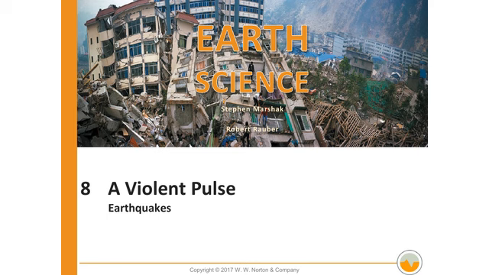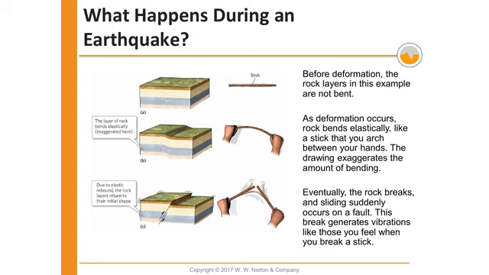As we can see, the damage can be extensive, affecting buildings and infrastructure, and posing significant risks to human life and the environment. Understanding the science behind these events is crucial for predicting and mitigating their effects. In this slide, we're examining what happens during an earthquake. Let's start with the first image on the left.